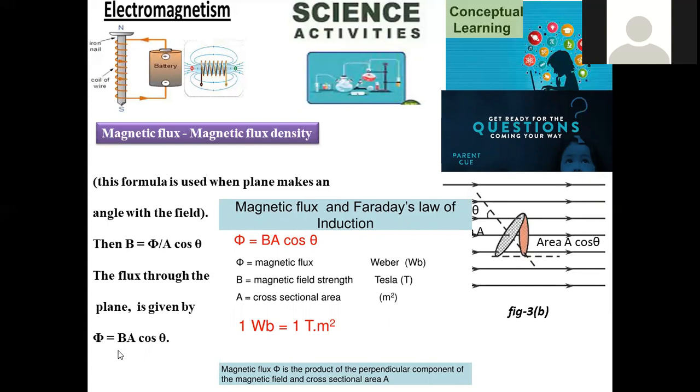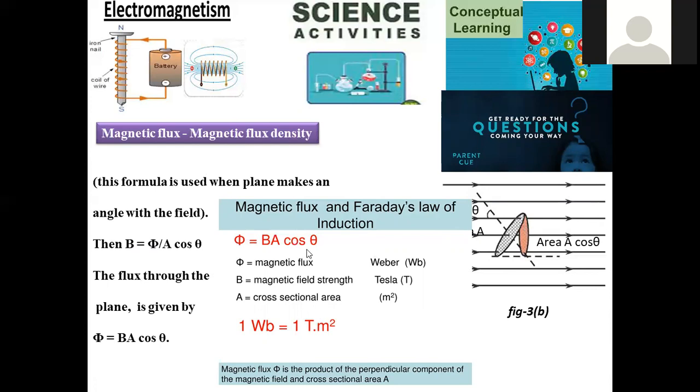The flux through the plane is given by the following. If we are using B is equal to phi by A cos theta, this is for the magnetic flux density. From this equation also we can derive the magnetic flux in the inclination condition, then phi is equal to BA cos theta. So BA cos theta is also taken into consideration. Now magnetic flux in this inclination is given by phi is equal to BA cos theta.